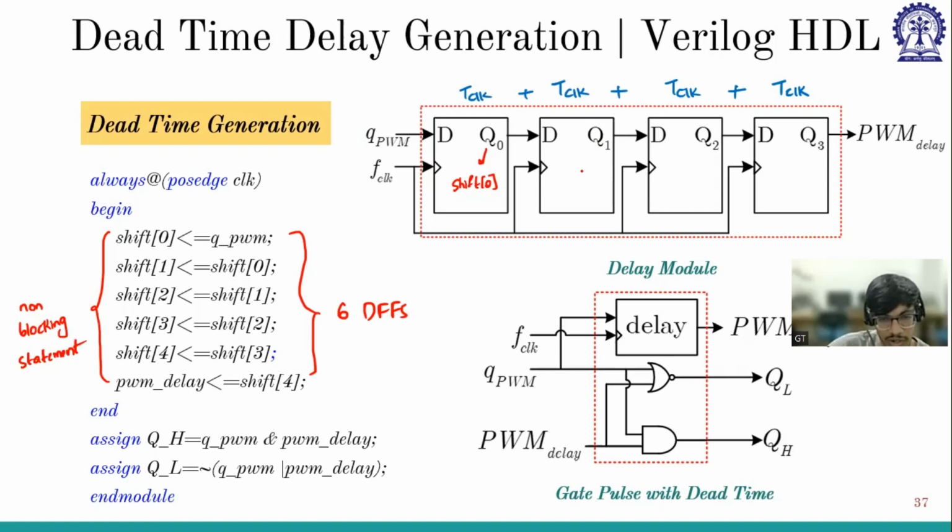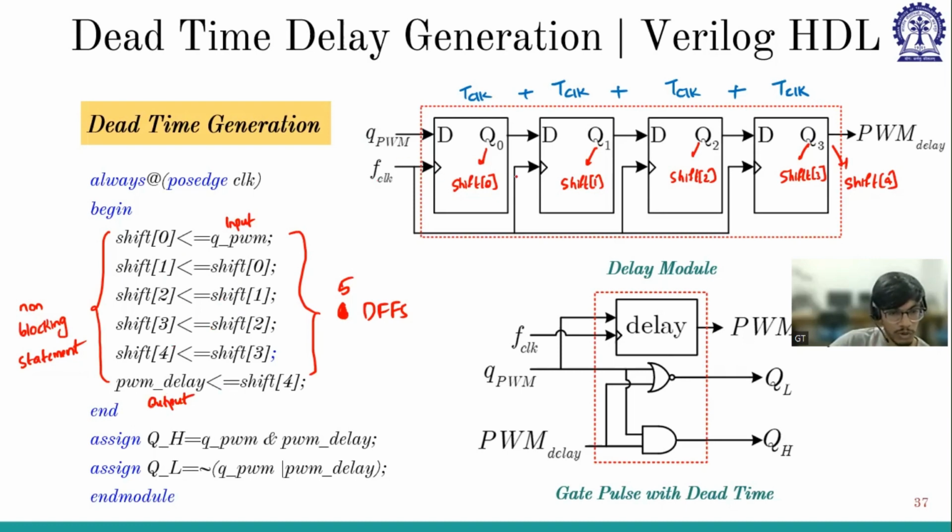So this is shift 0, this is shift 1, this is shift 2, and this is shift 3. And in between we have shift 4 as well. So SAR has used 1, 2, 3, 4, 5, 6, so 6 such D flip-flops, or 5 such D flip-flops, as one is the input. So this is the input and this is the output. So this is 1 D flip-flop, 2, 3, 4, and this is the 5.